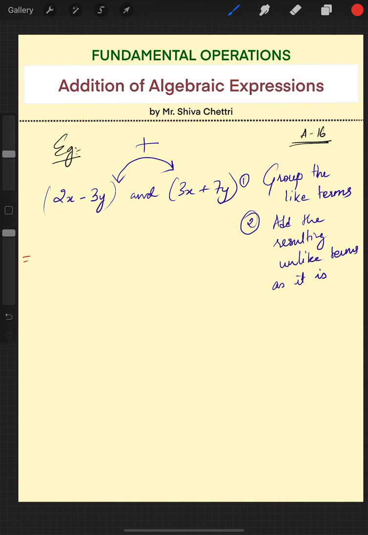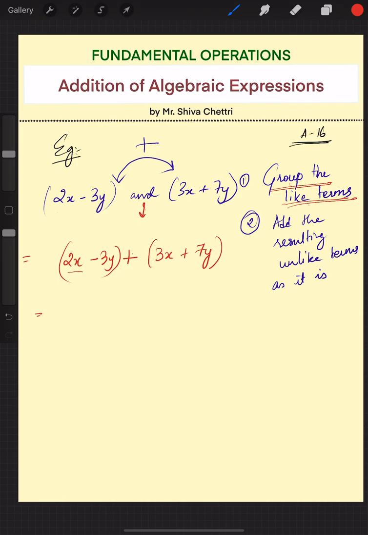So we just replace the "and" by a plus sign. 2x minus 3y is one quantity, and means to add, and 3x plus 7y. Now group the like terms. The first step says group the like terms, so we will group the like terms on one side.